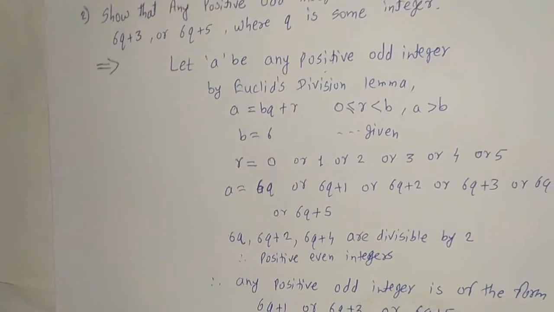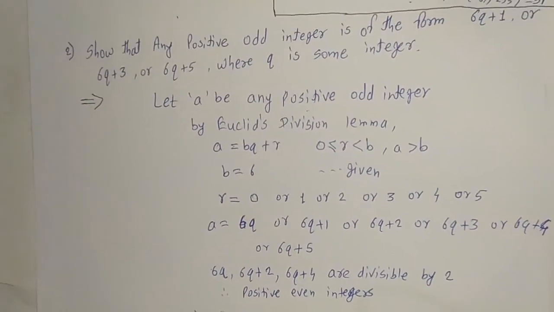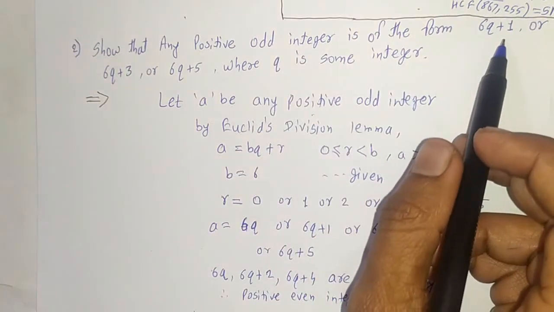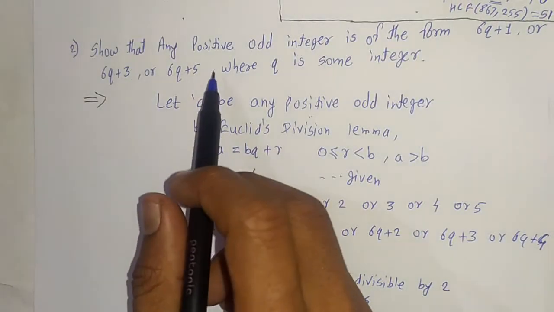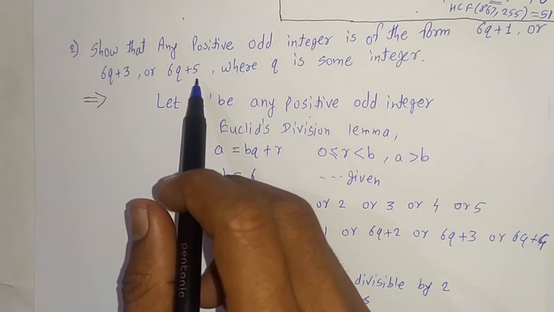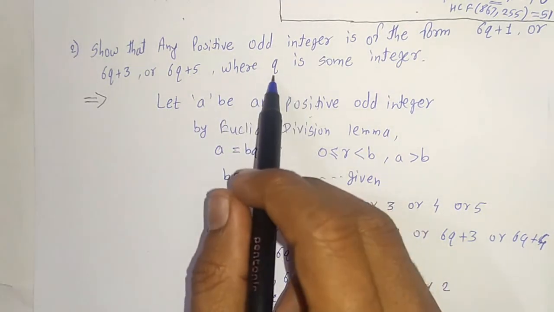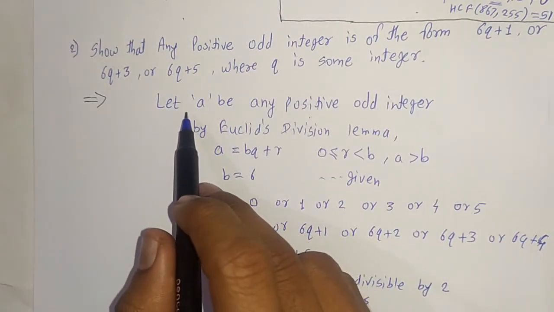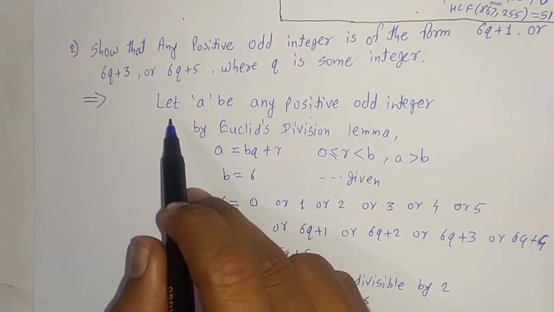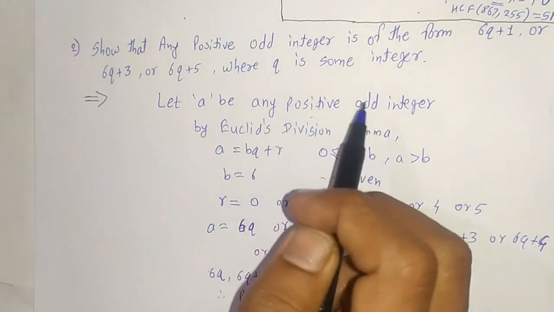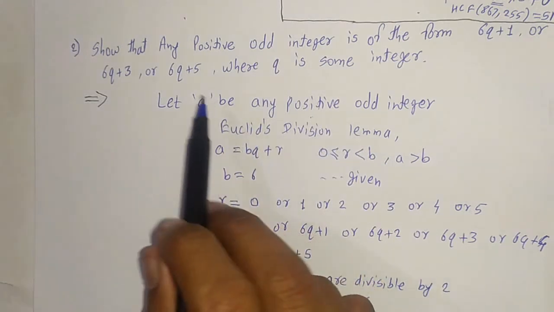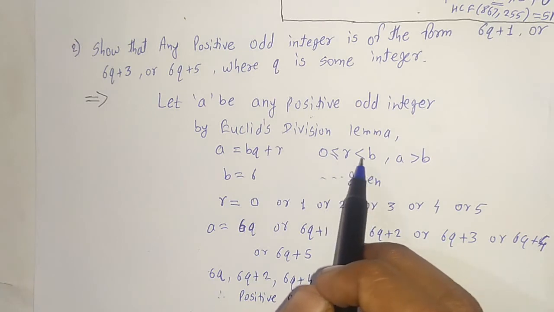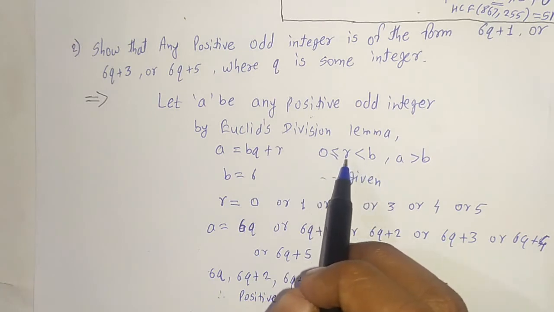Let's look into the example one more time. You have to show that any positive odd integer is of the form 6Q plus 1, 6Q plus 3 or 6Q plus 5, where Q is some integer. So we have to assume any positive odd integer. Let A be any positive odd integer. Apply the Euclid's division lemma. Value of B is given as 6. So value of R should be less than 6 and greater than or equal to 0.